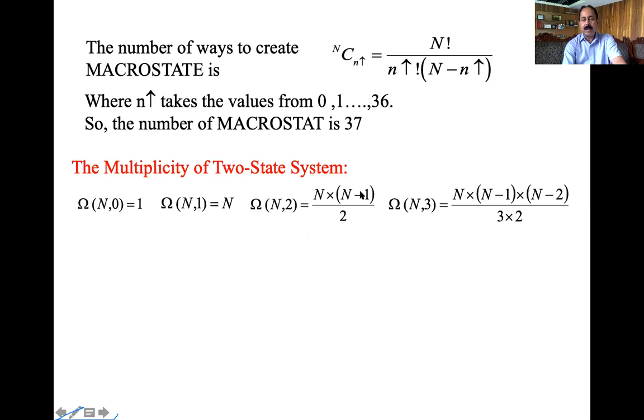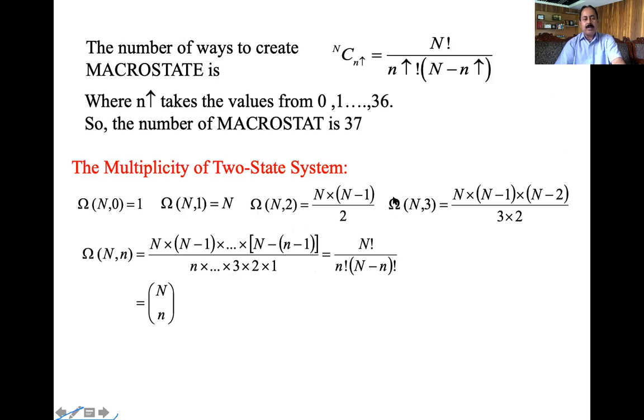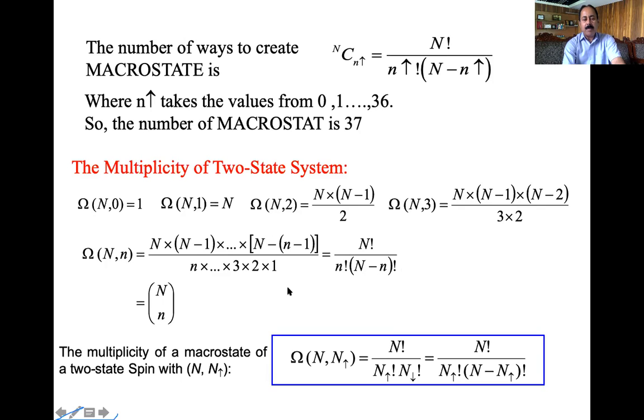Then N3 similarly, and then the general formula: what is the total multiplicity, or number of microstates, in a macrostate defined by capital N and small n, nCr? The formula is N factorial divided by n factorial times N minus n factorial. This is the multiplicity of the macrostate of a two-state spin system with n up.